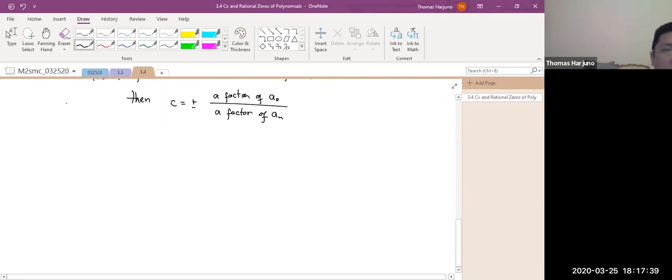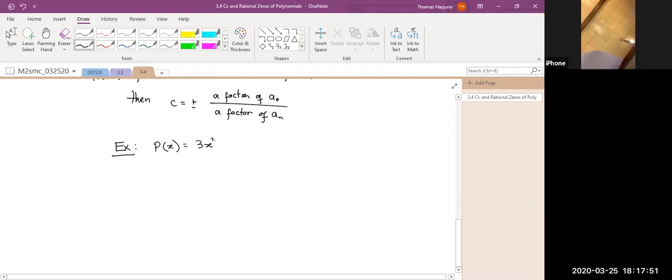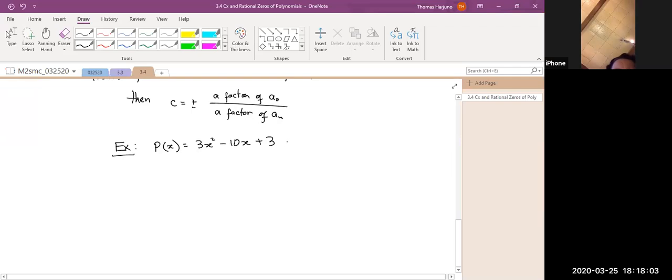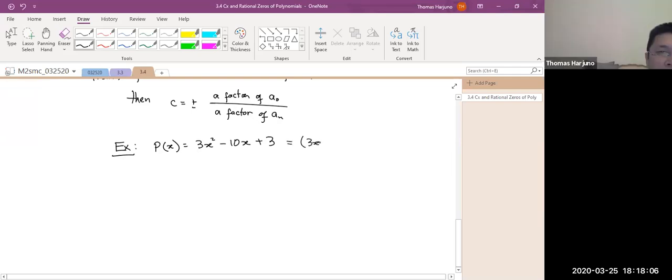Now, let's have some intuition of this first. Suppose, for example, I have this polynomial P(x) equals 3x squared minus 10x plus 3. We can solve this by factoring, right? But let's solve this first. This is (3x minus 1)(x minus 3). So the zeros are 1/3 and 3, right?